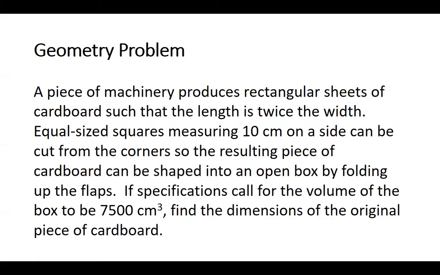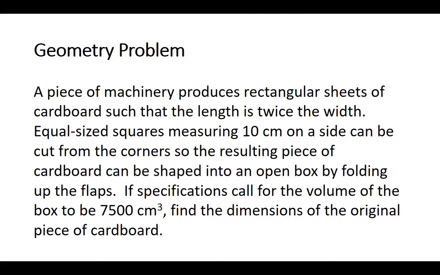Okay, so a geometry problem. I'm going to look off to the side because that's where my monitor is and I can see the problem. A piece of machinery produces rectangular sheets of cardboard such that the length is twice the width. Equal size squares measuring 10 centimeters on a side can be cut from the corners, so the resulting piece of cardboard can be shaped into an open box by folding up the flaps. If specifications call for the volume of the box to be 7,500 cubic centimeters, find the dimensions of the original piece of cardboard.